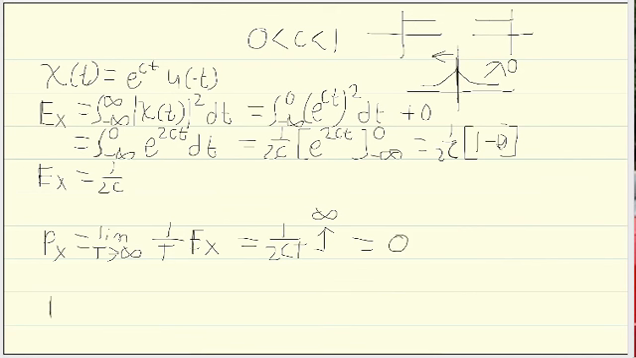So our final answer is energy is equal to 1 over 2c, where c is that constant they define to be between 0 and 1. And then our power is just going to be 0.